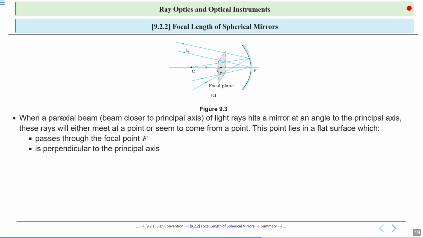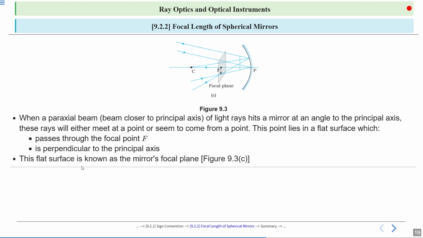Okay, if a parallel beam of light is coming at some angle to the principal axis, then after reflection these rays are meeting at some point, and this point lies on a flat surface which passes through the focus and is perpendicular to the principal axis, and that plane is called the focal plane. So this flat surface is known as the mirror's focal plane according to figure 9.3c.